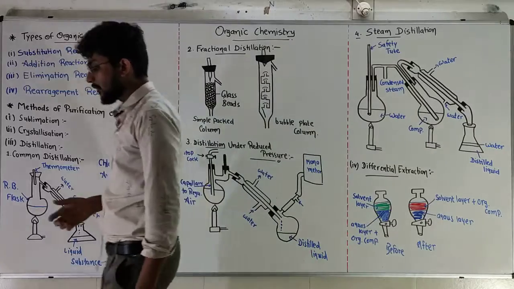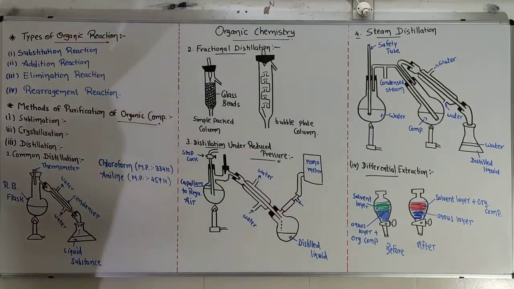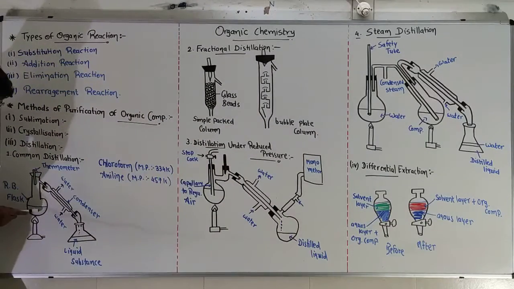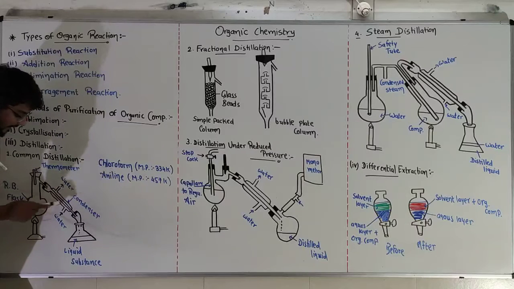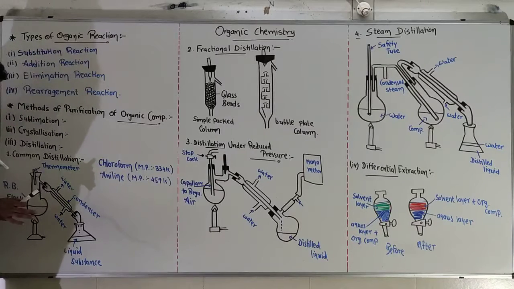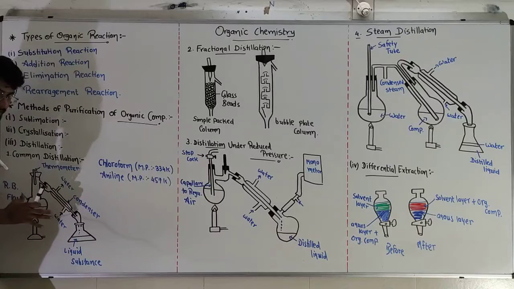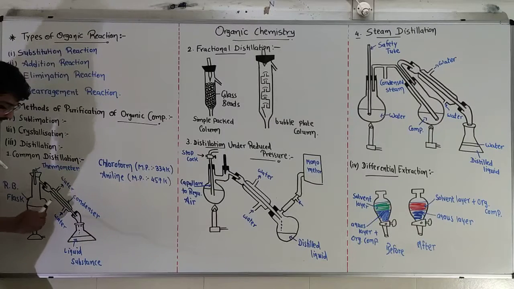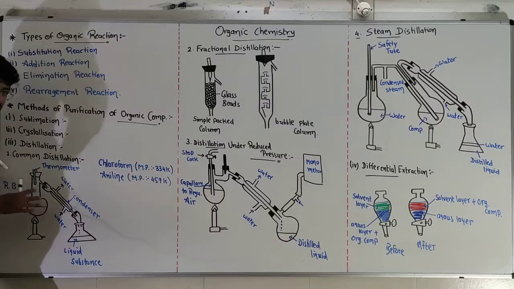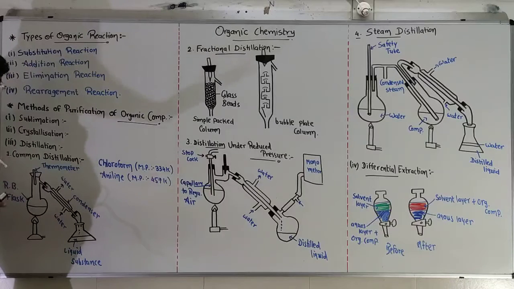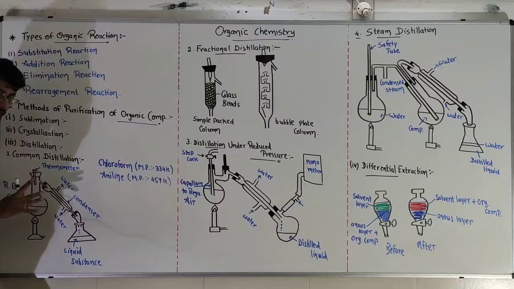Let's take a look at the whole procedure. Suppose here we have a mixture of chloroform and aniline. First of all, let's discuss this diagram. I have not drawn any stands, tripod or wire gauze because it will complicate the diagram. They are present in your textbook, so refer to that. I have drawn only the useful things here.